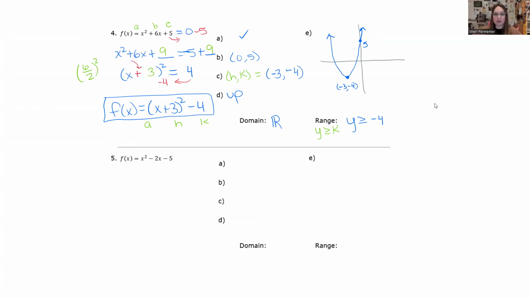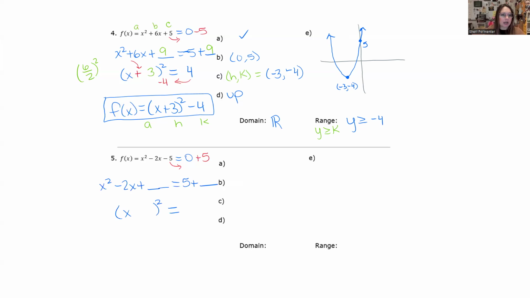We have just one more problem. So next, I need to get this in vertex form. That's my very first step. I have to set this equal to 0, and I have to move over my constant. So I'm going to add 5. I need to make two lines to complete the square. So my first line, x squared minus 2x plus blank equals 5 plus blank. The next line, I'm going to use this to complete the square.